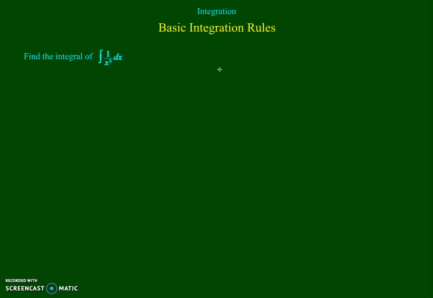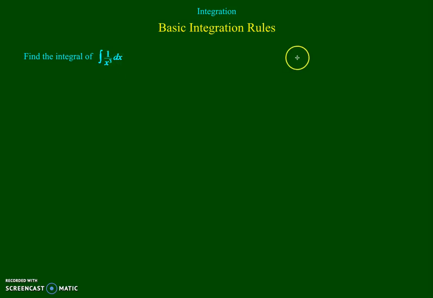So here we have the integral of 1 over x to the third. Now you need to exercise caution here. There is no integral counterpart to the quotient rule for differentiation. That's another very common mistake people make. They look at this and say, oh, let's just use the quotient rule. Well, we're not differentiating here. So what we're doing is matching patterns. And the pattern we're going to try and match here is the power rule for integration.